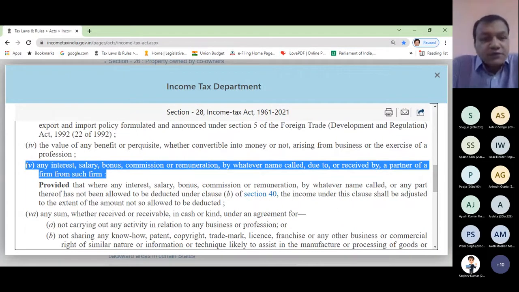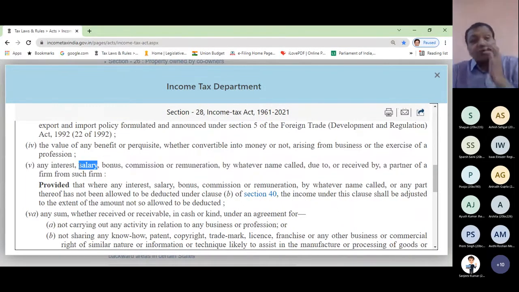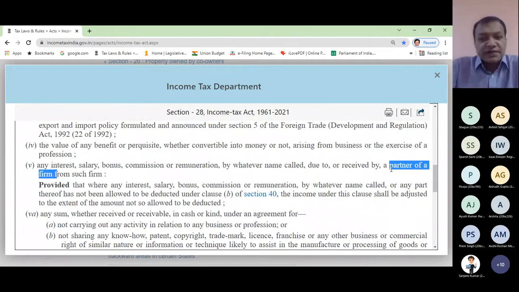Don't get confused with the word salary. Just because I am receiving salary, it does not mean that I will include the income under the head salary. When a partner receives salary from a partnership firm, that salary is not salary income, because between a firm and a partner there is no employer-employee relationship.